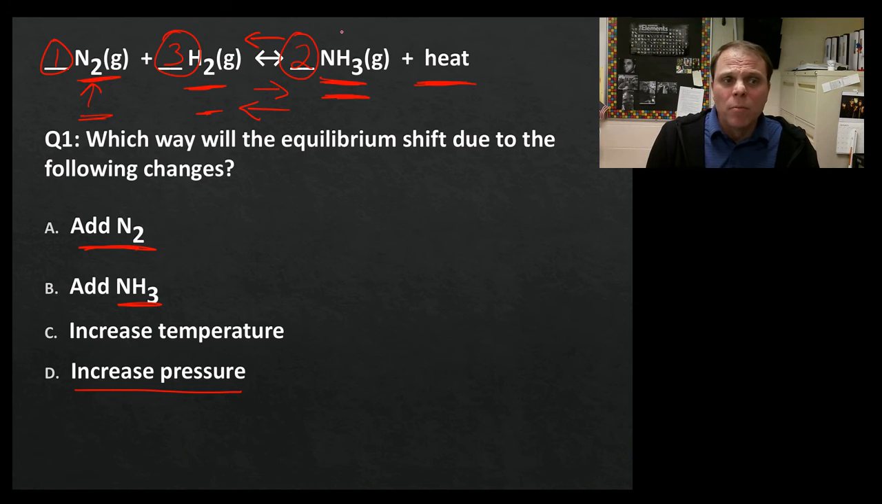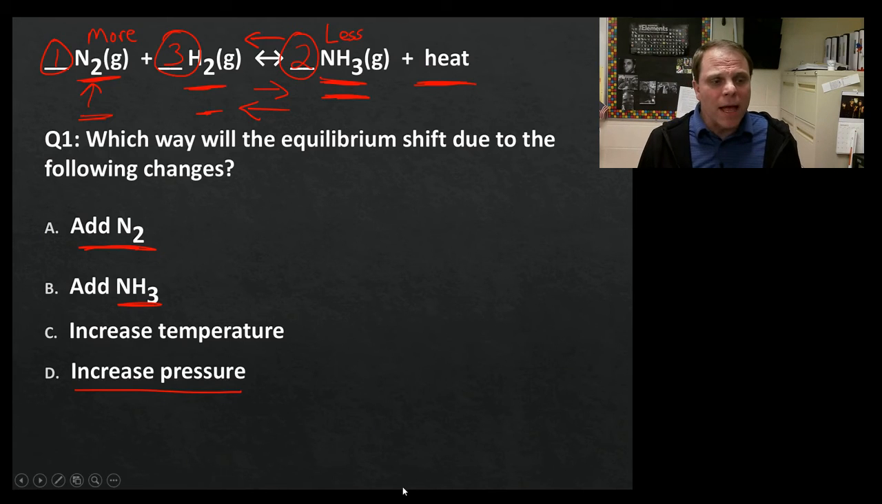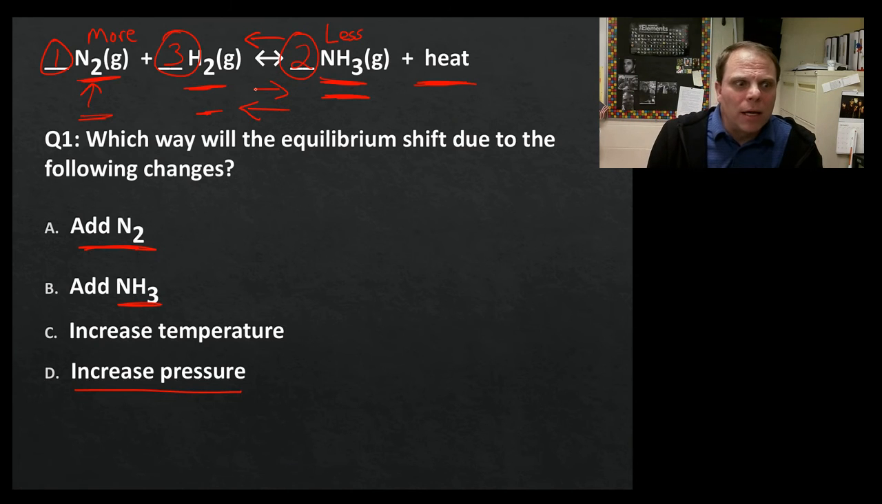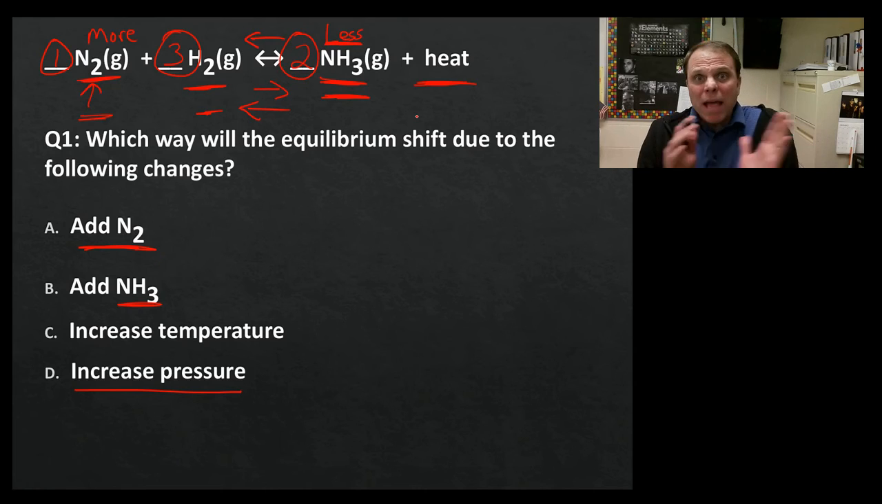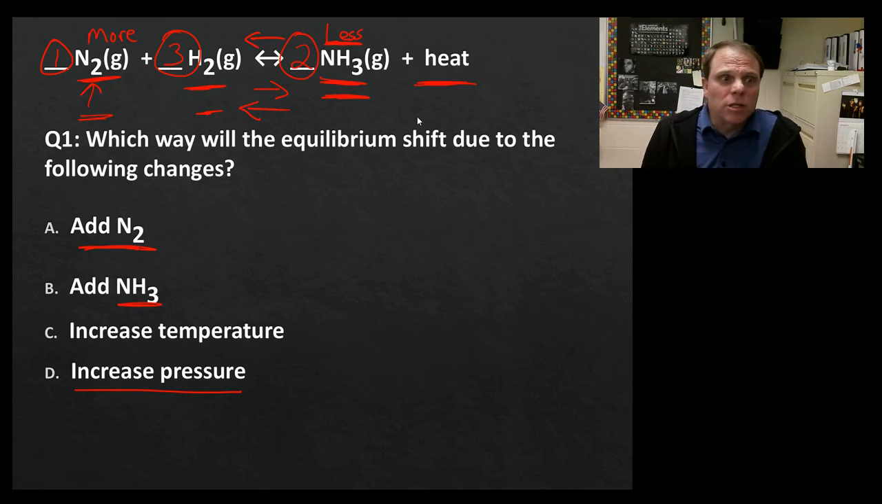So that means I have more molecules on my left side of my reaction than on my right side, right? On my products, I have less than on my reactants. If I increase my pressure, what can I do to reduce my pressure? It's got to be that I could make things go to the left side. If I can make fewer molecules, that's going to reduce my pressure.